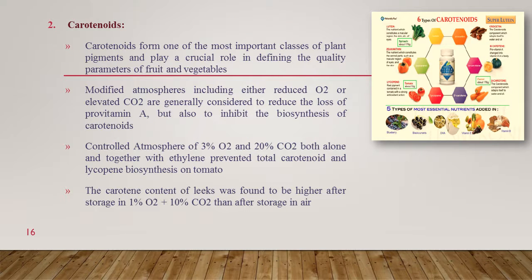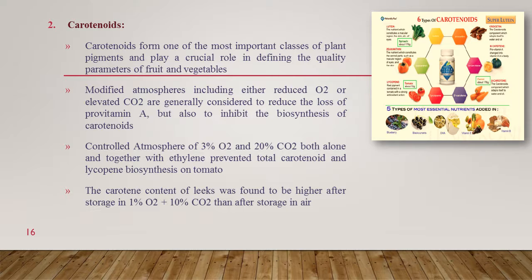Now coming to the next slide, which is carotenoids. Carotenoids form one of the most important classes of plant pigments and play a crucial role in defining the quality parameters of fruits and vegetables. The best documented and established function of some of the carotenoids is their provitamin A activity, especially of beta carotene. Alpha carotene and beta cryptoxanthin also possess provitamin A activity, but to a lesser extent than beta carotene.